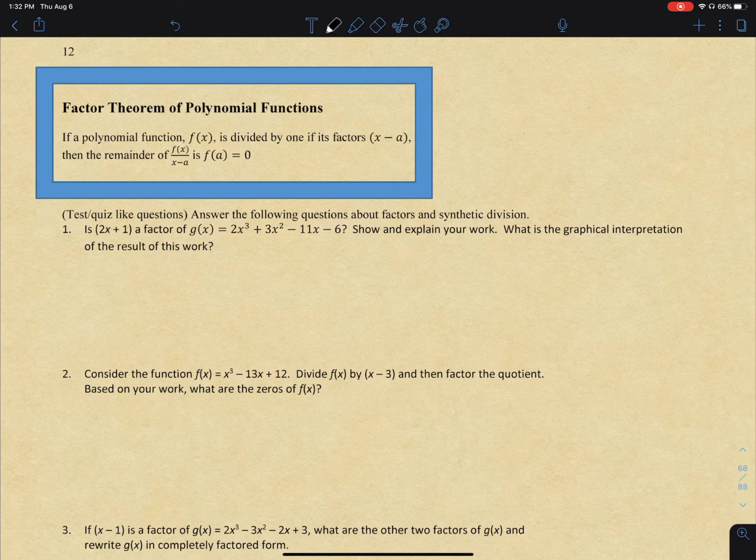PreAP PreCalculus Notes 3.3. We just did the remainder theorem. Now we're going to check out the factor theorem. The factor theorem is directly derived from the remainder theorem.